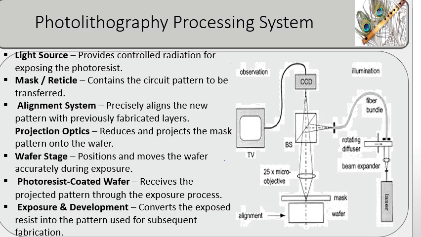The wafer stage provides precise positioning and movement during exposure. The photoresist-coated wafer receives the projected image, and subsequent development converts the exposed resist into a physical pattern. This patterned resist then acts as a temporary mask for processes such as etching or implantation. Thus, the lithography system controls both where the pattern is placed and how accurately its dimensions are reproduced.